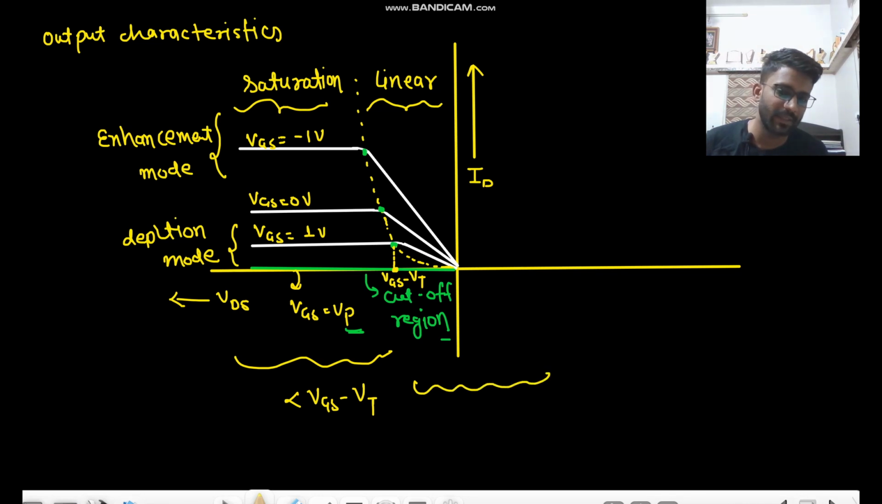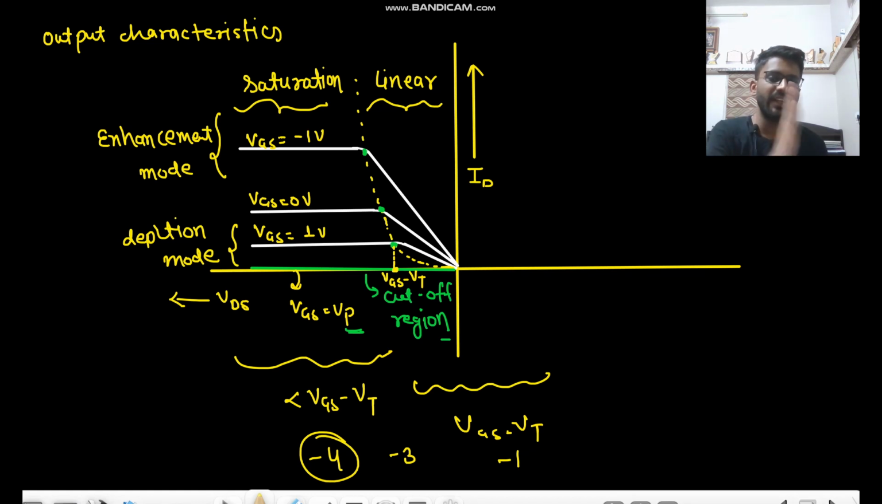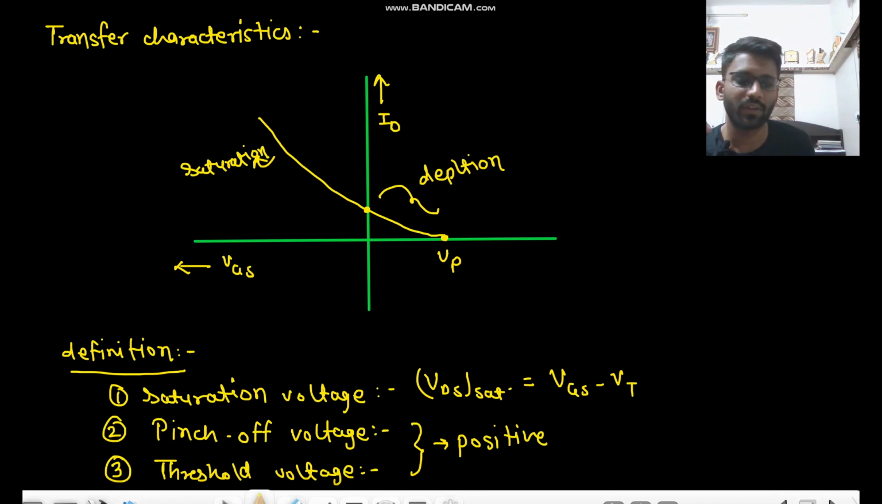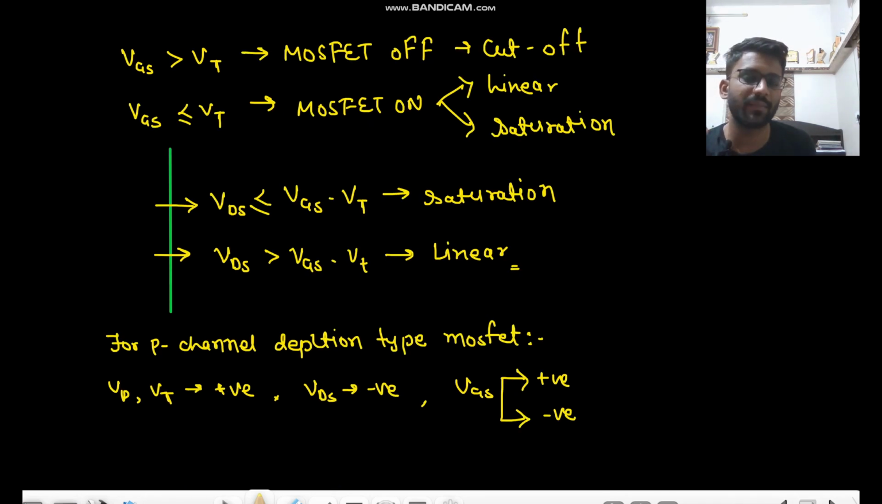And this is greater than VGS minus VT. Let us assume VGS minus VT is minus 3. So this will be minus 4 and this will be minus 1. So this is lesser, right? Minus 4 is lesser than minus 3. So if your VDS is lesser than VGS minus VT, then the current saturates, so saturation region. If your VDS is greater than VGS minus VT, linear region.